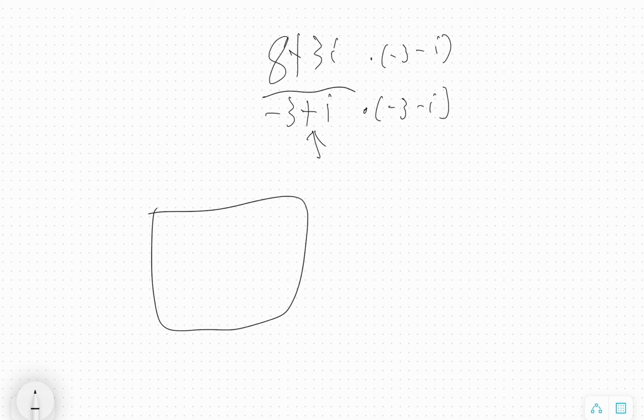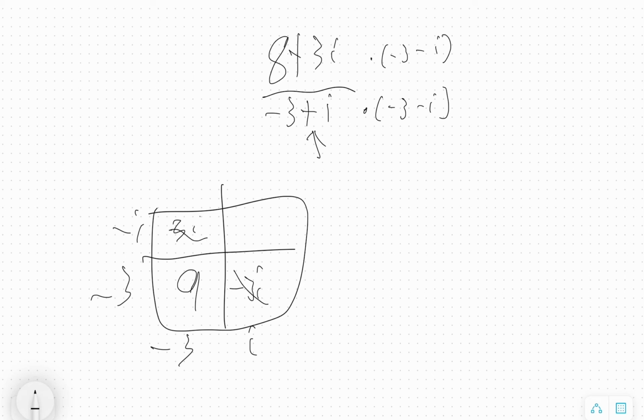Let's multiply this out. Negative 3 times negative 3 is 9. Negative 3 times i is negative 3i. Negative i times negative 3 is 3i. So these cancel, these go away. i times negative i is negative i squared, and i squared is negative 1, so that gives 1. So the bottom is going to be a 10.